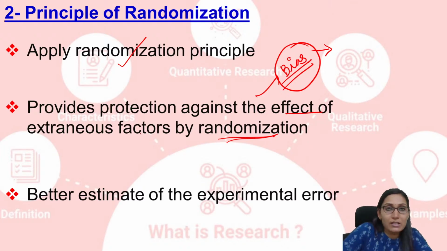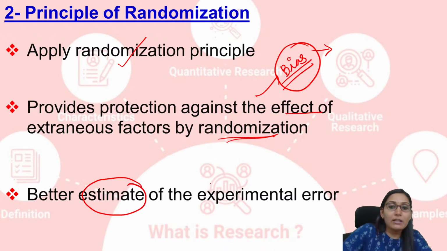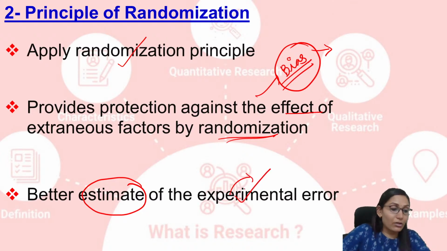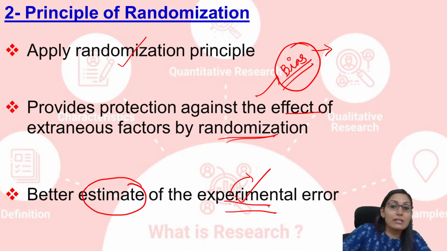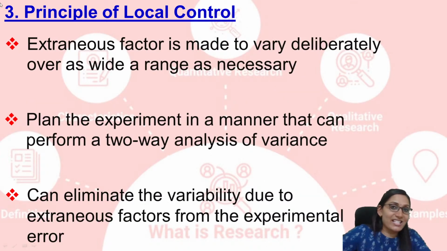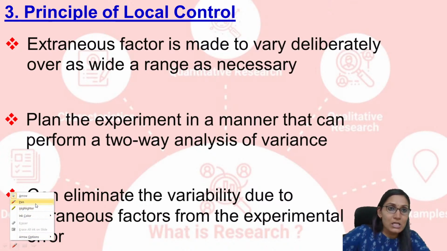So unbiased is a very good character, research should actually be unbiased, and it will help in better estimation of the experimental error. So randomization will help in better estimating the errors in the experiment. Next is the principle of local control. So principle of local control.